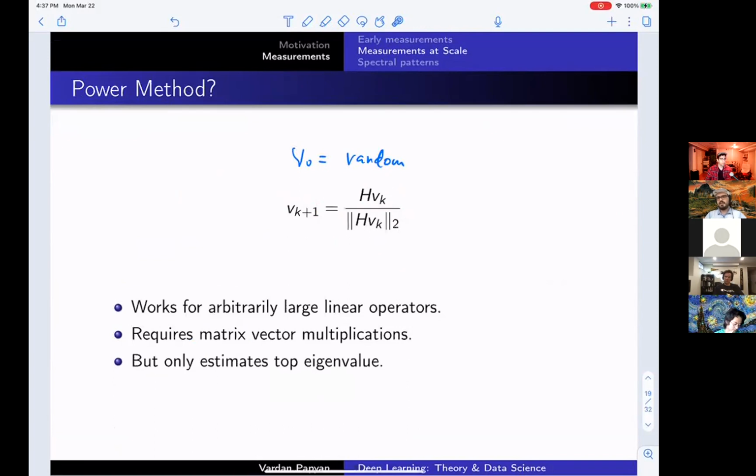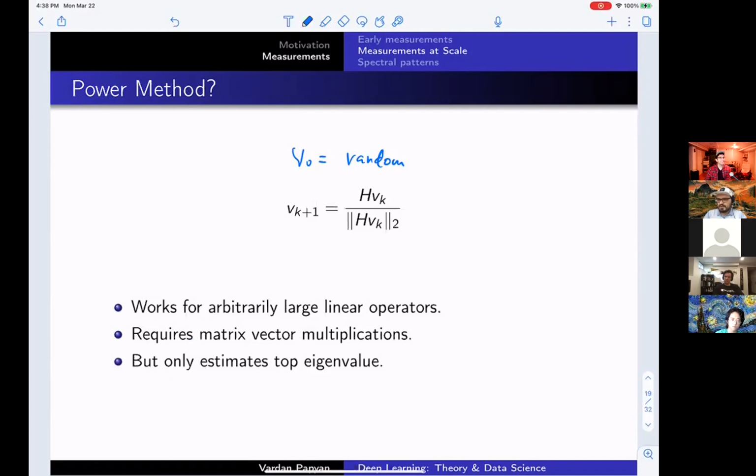Is everyone familiar with the power method? I should ask. Not familiar with the power method. So the power method is an algorithm. Okay, let me do a one-line proof for the power method.